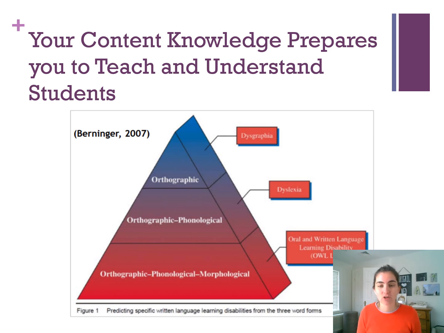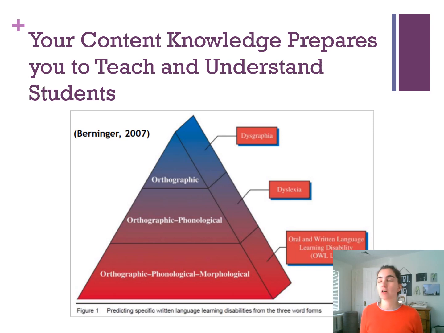And lastly is children that struggle with all these areas. If it's at a severe degree, that could be oral and written language learning disability, which we're not covering too much in this class. Now, that's not to say that just because a child struggles with all three of those things that they definitely have that kind of learning disability. Some of our students struggle because they're learning English as a second or third language.